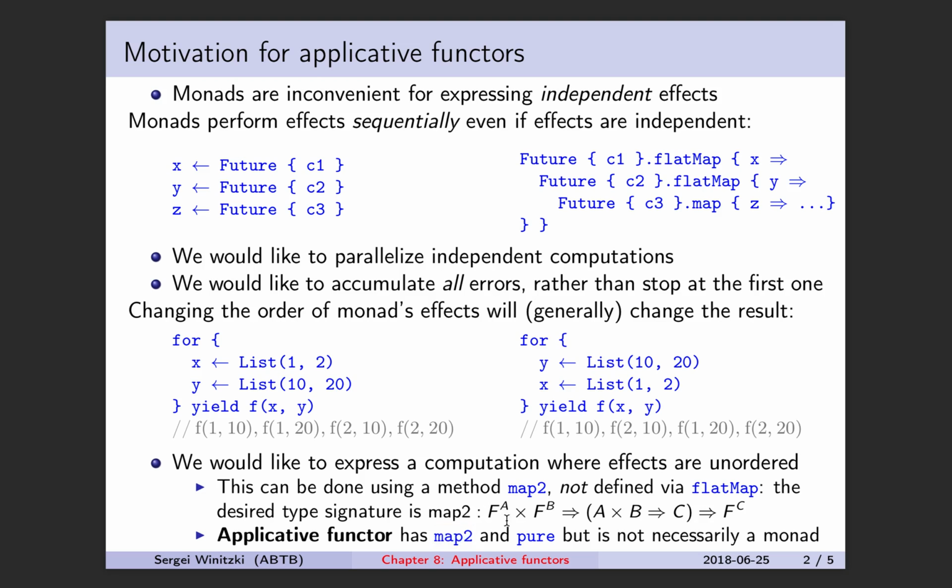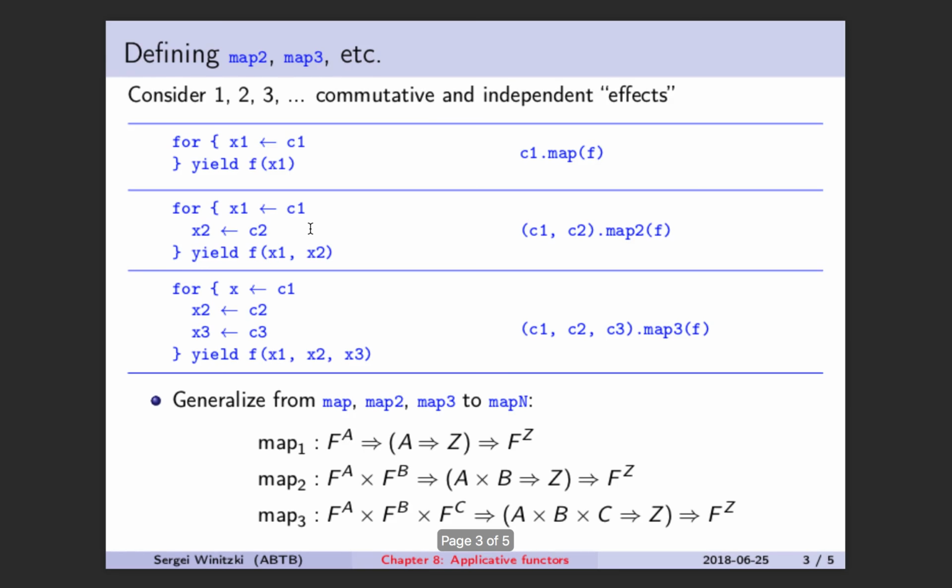In this way, for example, we would be able to define a function of 3 futures that takes also a function of 3 numbers and computes a future of the result. Now that would be map3, as it were. So let's consider this as a generalization.